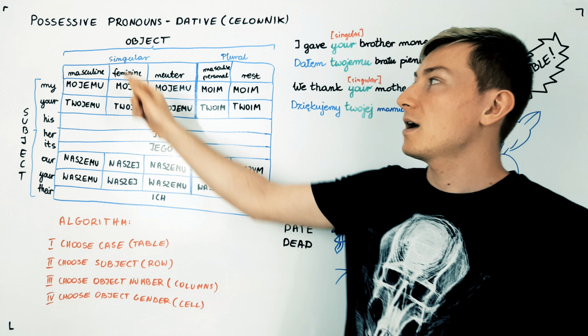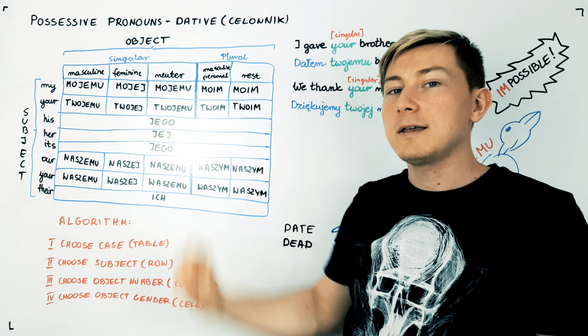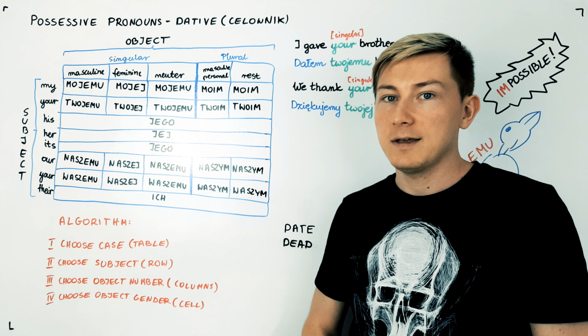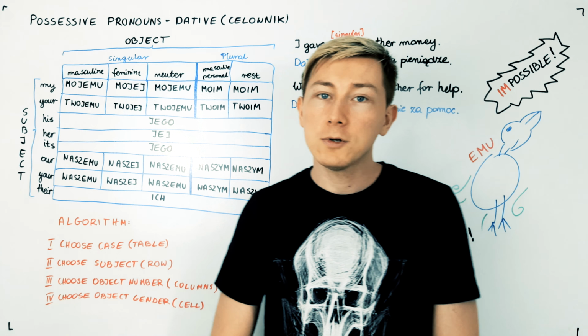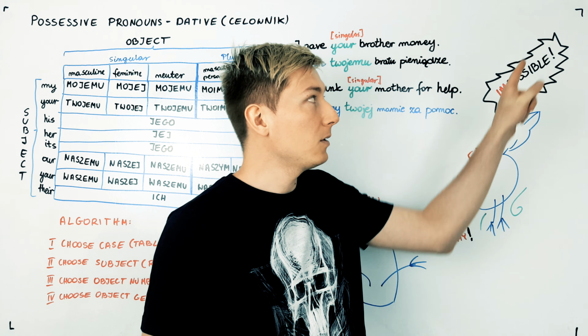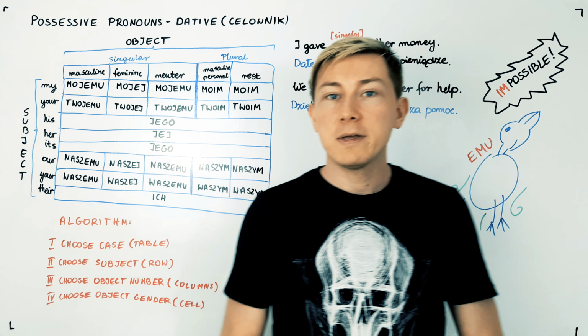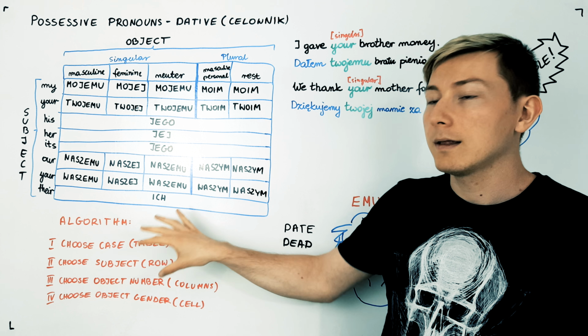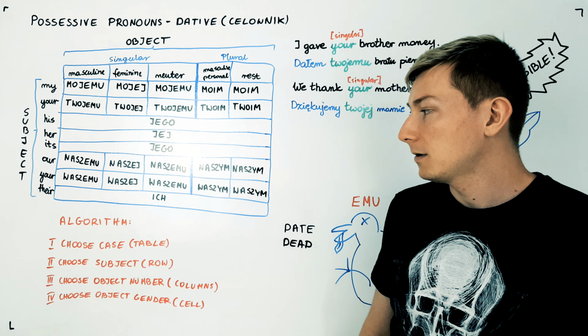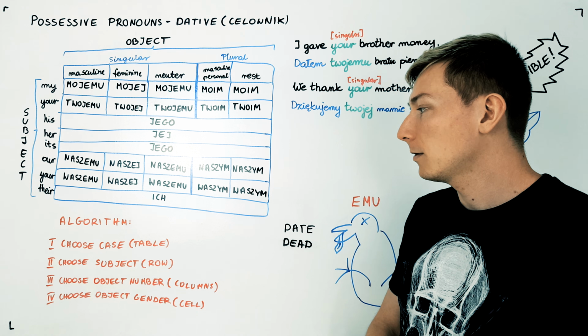Today we are going to talk about possessive pronouns in dative case. It's the third case we are learning. If you haven't watched the previous videos, please click somewhere there in the corner and start from the beginning. At the beginning I am explaining how the algorithm works. So let's quickly recap this algorithm right now.